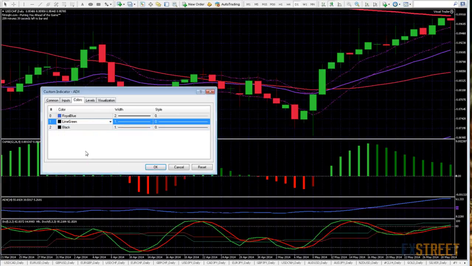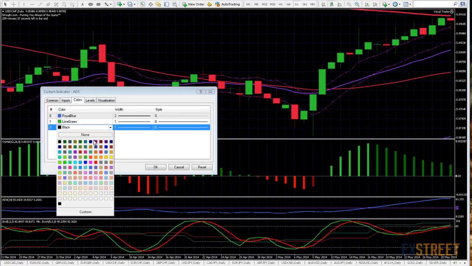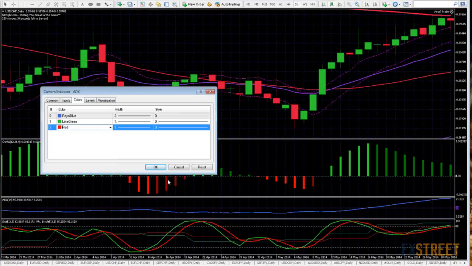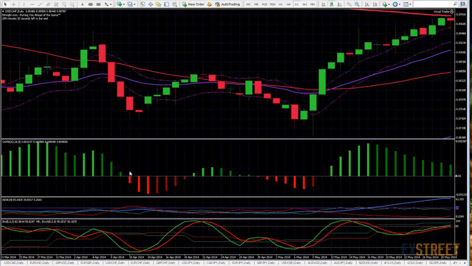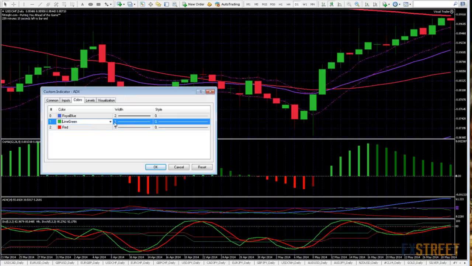If I were to make the positive DI line green, in keeping with my color scheme, the negative DI red, check this out. When I'm printing red bars, the red line is on top. When I'm printing green bars, the green line is on top. When the lines get further apart, the bars get longer. When the lines get closer together, the bars get shorter. So in the end, they're telling me the exact same thing, just in a slightly different way. That's why I gray this out, because it's redundant information.